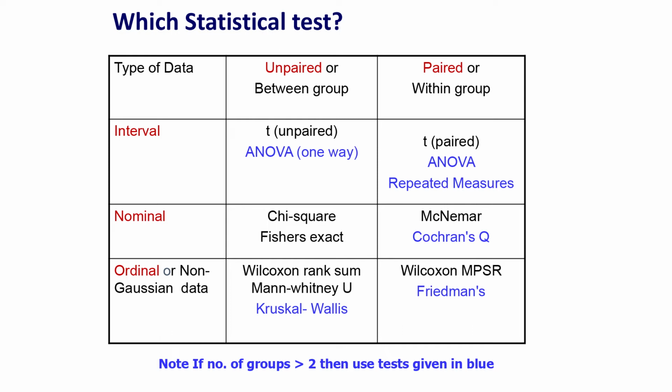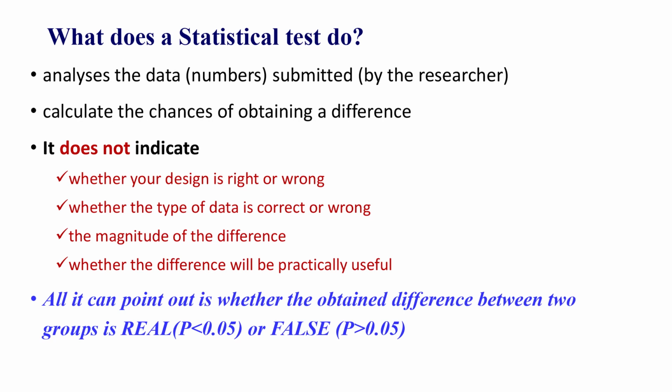For ordinal unpaired data, if there are two groups, you will apply the Wilcoxon rank-sum or Mann-Whitney test. If there are more than two groups, you will apply the Kruskal-Wallis test. So everything which we have seen in the slides before has been summarized here, and you can keep this table always in front of you whenever you want to select a test which is applicable, which is most preferable for your data. So as we have seen, what does the statistical test do?